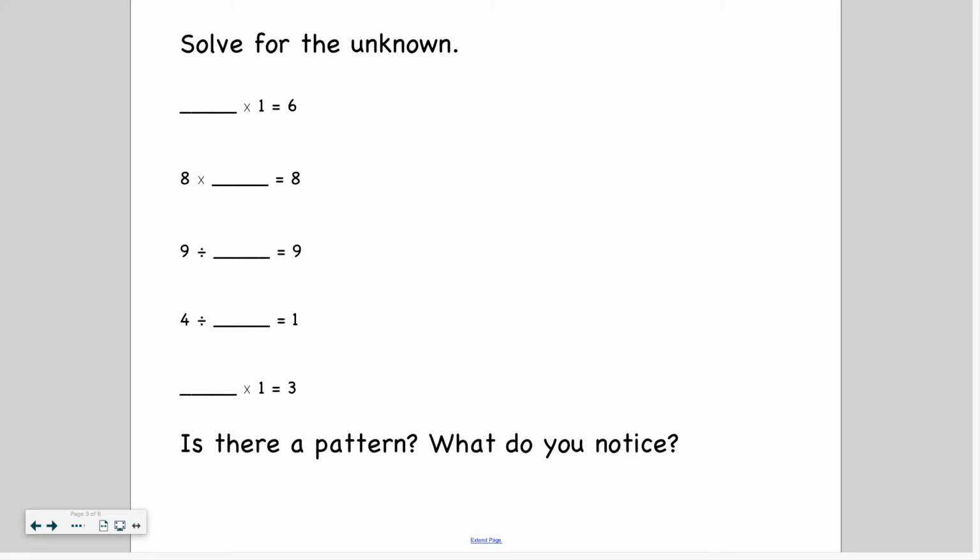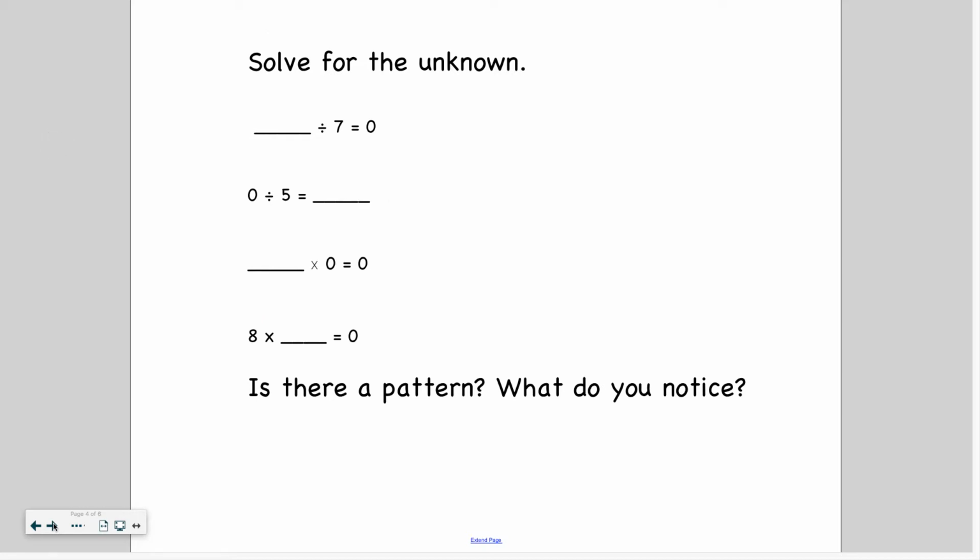All right, so you should have solved already. Blank times 1 equals 6, the blank is 6. 8 times 1 is 8. 9 divided by 1 is 9. 4 divided by 4 is 1. And 3 times 1 is 3. So again, keep in mind what you noticed or any patterns you found. We'll discuss it later. In the meantime, go ahead and solve these now. Again, solve for the unknown and think about any patterns or anything you notice as you're solving. So go ahead, pause now and think about any patterns you notice.